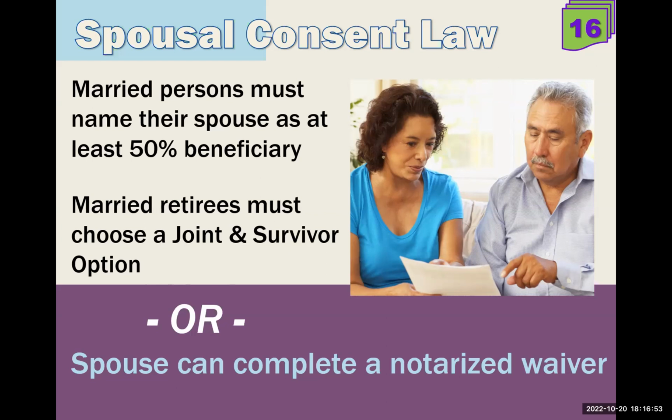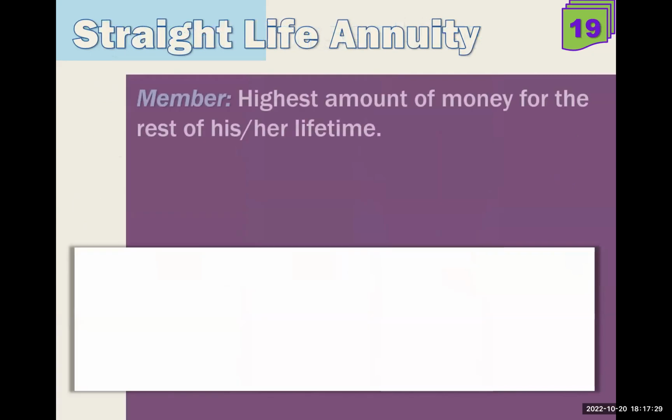Pre-retirement, before you retire, members must elect their spouse to receive at least 50% of any survivor benefit that's on account. Now, at the time of retirement, married members must select at least a joint and survivor 50% option with their spouse as beneficiary. If you want to select a different beneficiary or annuity option, then your spouse must complete a notarized waiver, also called a spousal consent form.